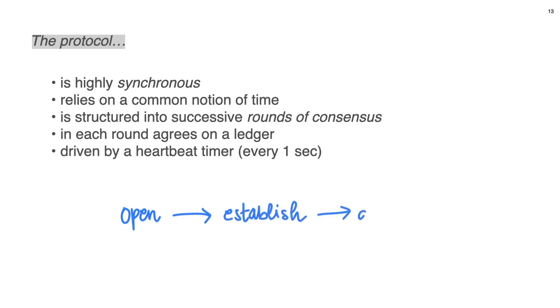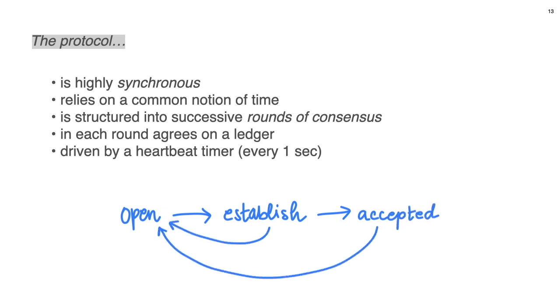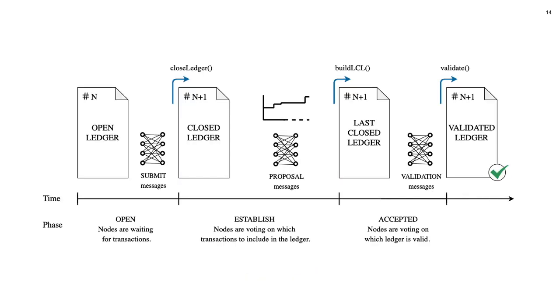The usual phase transition goes from open to established and then to the accepted phase, and then proceeds to the next consensus round, which starts again from the open phase. But it's also possible that the phase changes from established to open if a node detects that it has been forked from others to a wrong ledger. Here is a general overview of what one consensus round looks like, and now we will go step by step through the phases.